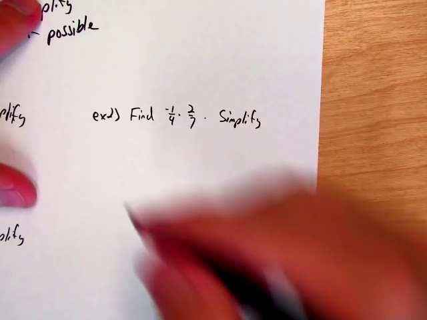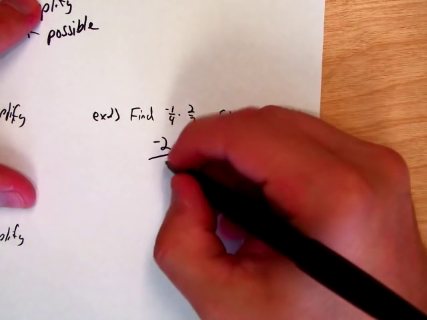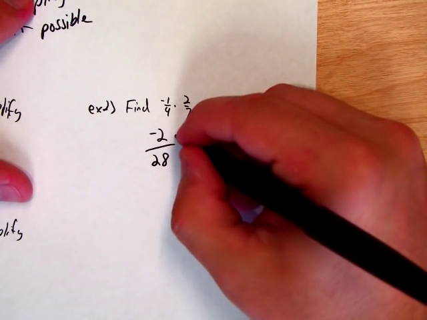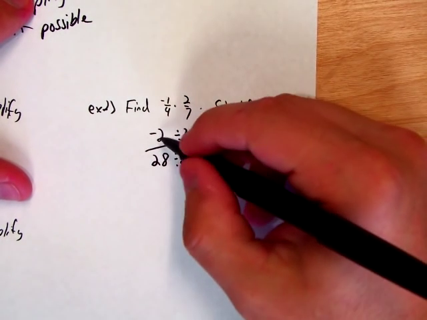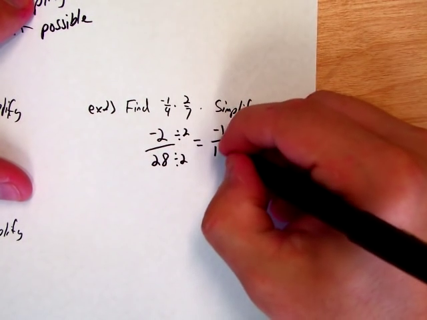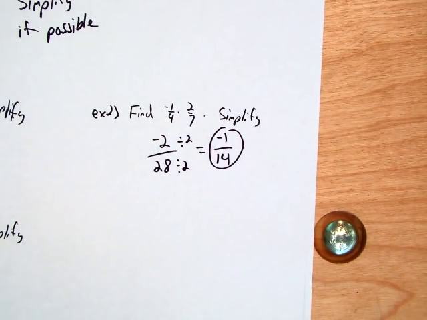Example 2, let's do the same process. -1 times 2 is -2. 4 times 7 is 28. They both have a factor of 2 that is common between them. So -2 divided by 2 is -1. 28 divided by 2 is 14. So that is the simplified fraction of -1/4 times 2/7.